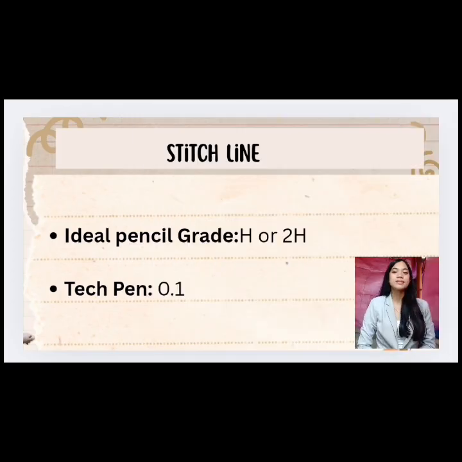The tools to use in making stitching lines in technical drawing: first is ideal pencil grade, H or 2H pencil. This type of pencil is not too dark. It creates light and clean lines. Second, a 0.1 thick pen. So this pen makes even and thin lines, making the stitch line look neat and professional.